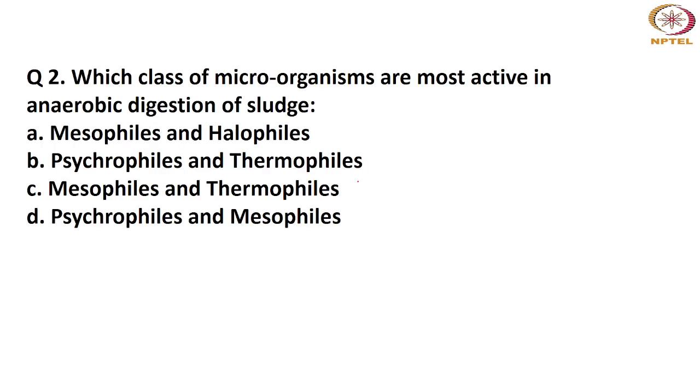The next one is: which class of microorganisms is most active in anaerobic digestion of sludge? The options are mesophils and halophils, psychophils, thermophils, mesophils and thermophils, and so on. You can use your chat section to write your answer. Okay. So the correct answer is C, that is mesophils and thermophils, which love the higher temperature.